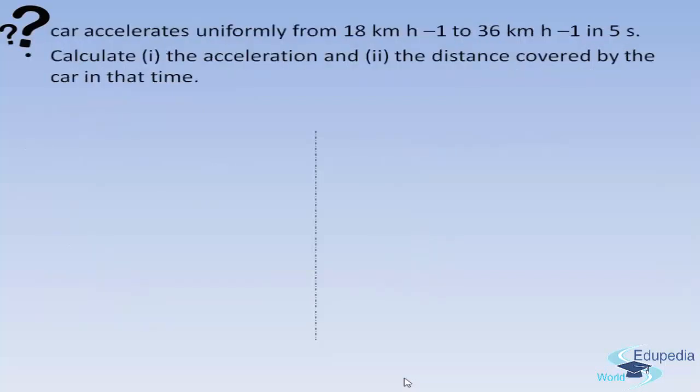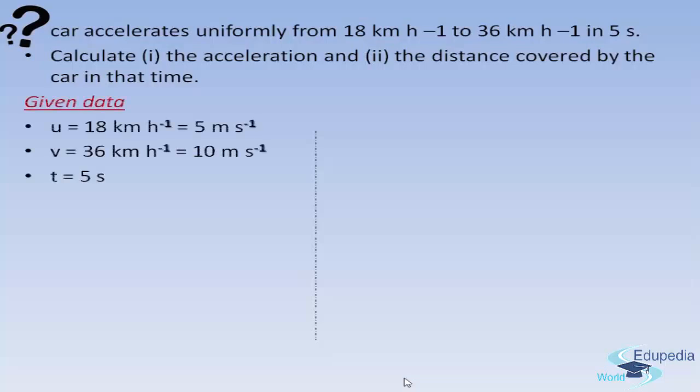Now, let us also see another problem. It says that a car accelerates uniformly from 18 kilometers per hour to 36 kilometers per hour in 5 seconds. So again, we have the initial and the final velocity and also the time. Calculate the acceleration. This is also very simple. We have (v − u)/t, which gives us (10 − 5)/5, which is 1 meter per second squared.